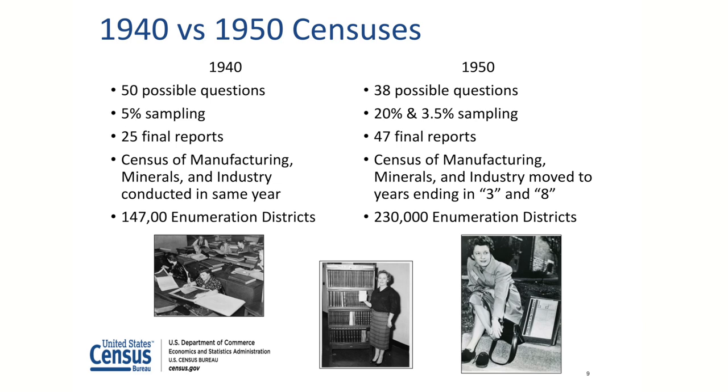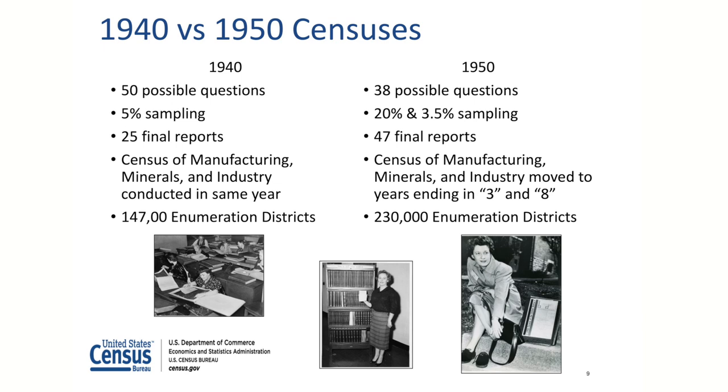In 1940, we asked 50 possible questions. In 1950, we had 38 possible questions. In 1940, only 16 were asked of everyone, and then the rest were supplemental or also only asked of a small percentage. In 1950, there were 38 possible questions, only 20 of everyone, and the rest were supplemental. We had a larger number of final reports, although in 1940, the compilation of the final reports, to be fair, was cut short by the war.